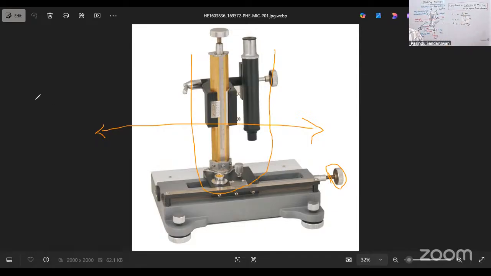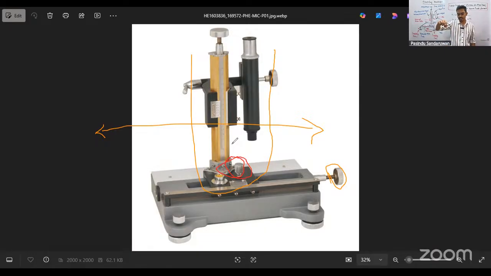You can see a knob here. This one. Now, that is the adjustment here. That adjustment is for coarse horizontal movements. Coarse movements are the faster movements.